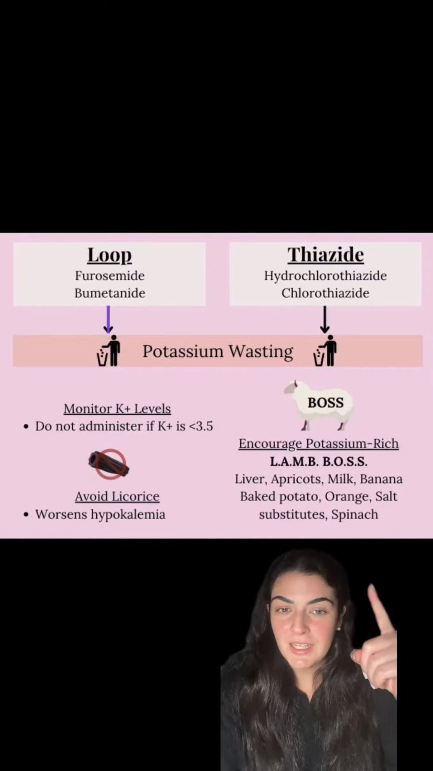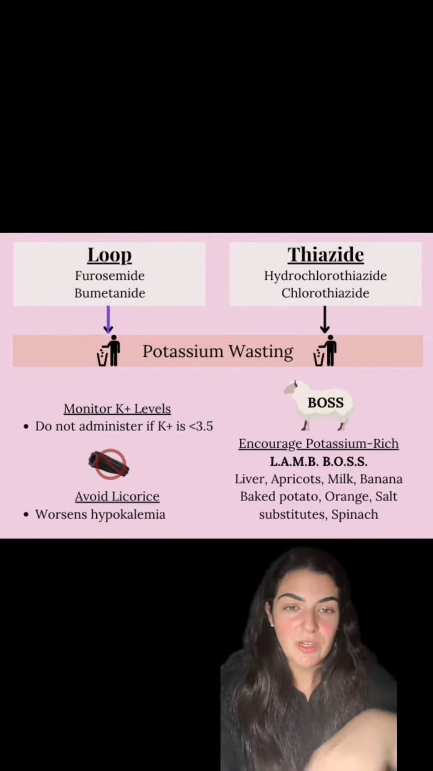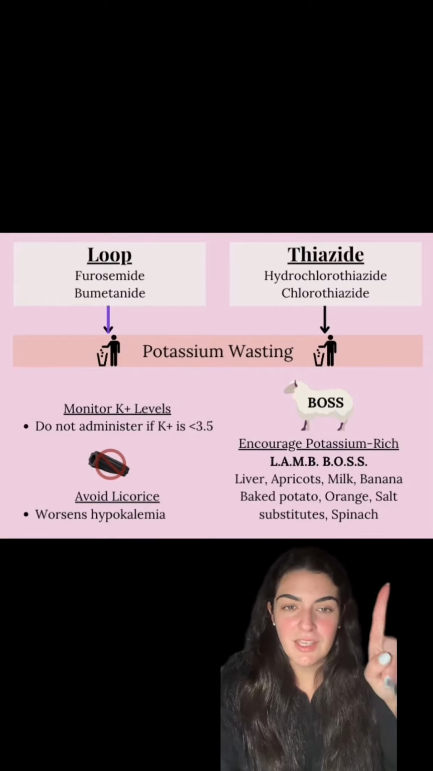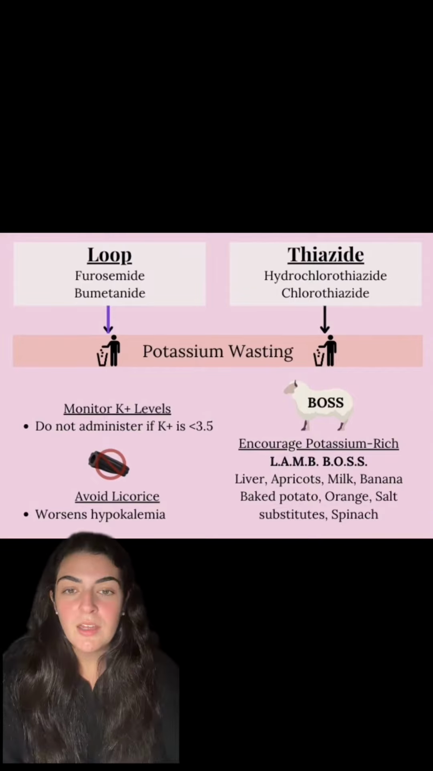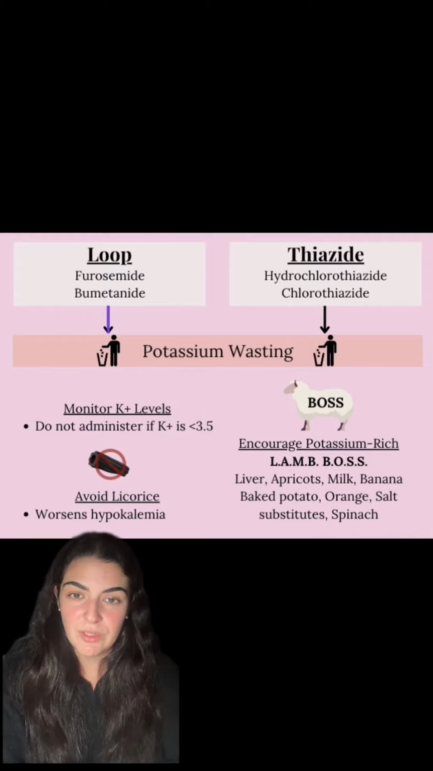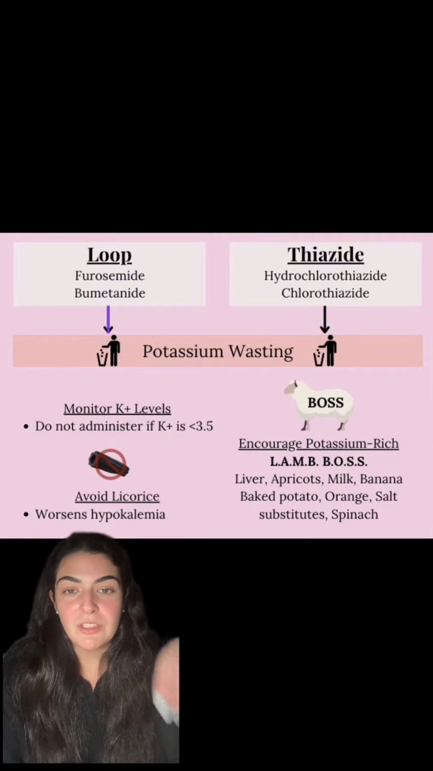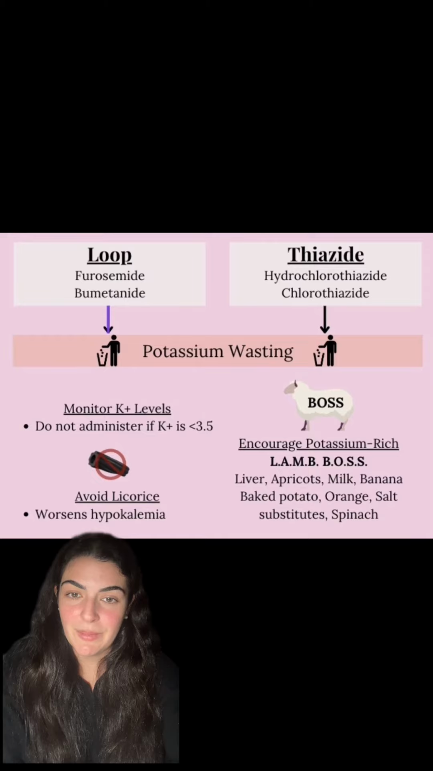Now let's talk about potassium wasting diuretics. This can be broken up into two drug classes. We have our loop diuretics, which is furosemide and bumetanide, and we also have our thiazide diuretics, which is our hydrochlorothiazide and chlorothiazide. Now, what potassium wasting indicates is that when you administer this medication, you are administering a diuretic that is going to cause the patient to excrete fluids via urine. And with the excretion of fluids, you're also going to have potassium flying out of the body. So that patient is going to be at risk for hypokalemia.